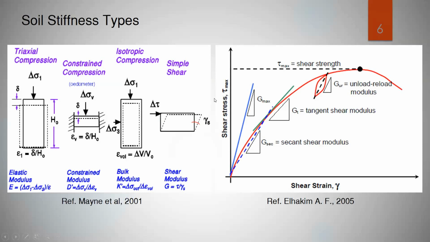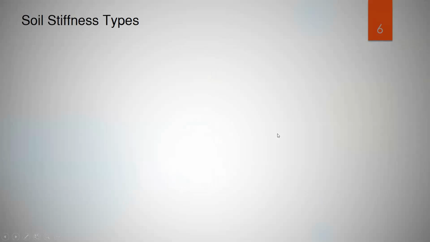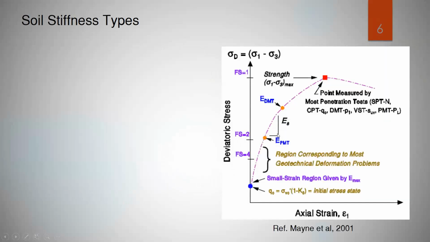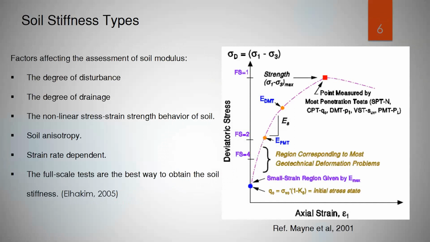Soil stiffness can be presented by a number of moduli: elastic modulus, Young's modulus, shear modulus, and constrained modulus. Also, every modulus can be expressed as secant, tangent, loading, unloading, and the maximum. In fact, good quality specimens are very expensive, and the disturbance of samples is unavoidable. The in situ test attempts to obtain the deformation soil modulus in its natural state.